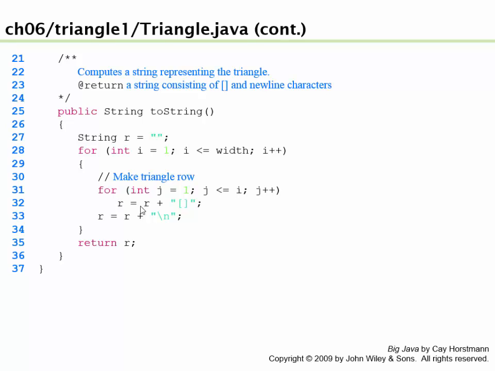Here's the interior loop that we just saw. We're looping through all the columns in that specific row. So this is how you loop through the rows. This is how you loop through the columns in the rows. Okay? And then once we get to the end of that row, we put in a carriage return or a line feed. And that takes us to the next line. That's the same as doing a print line. And then it just returns R. R is a string, so we're returning that string.